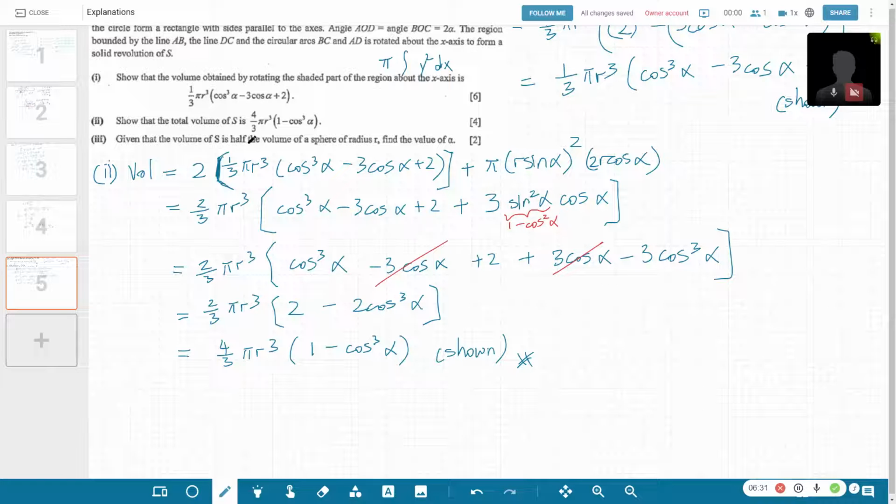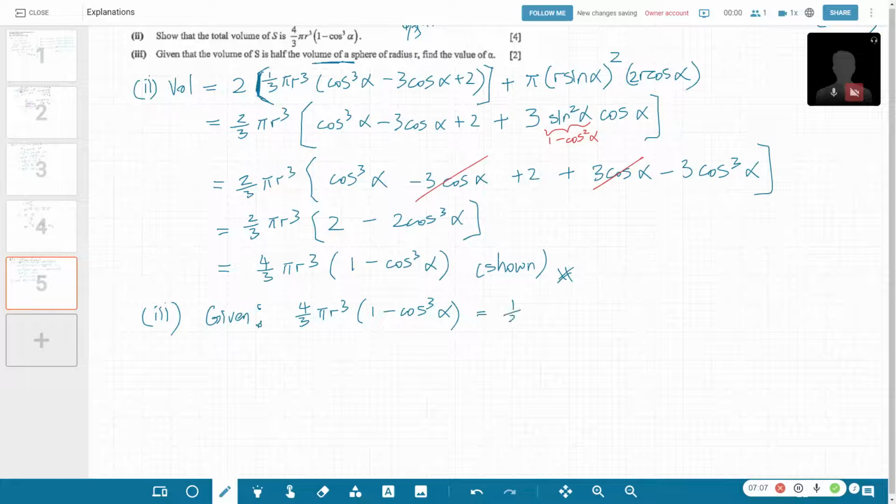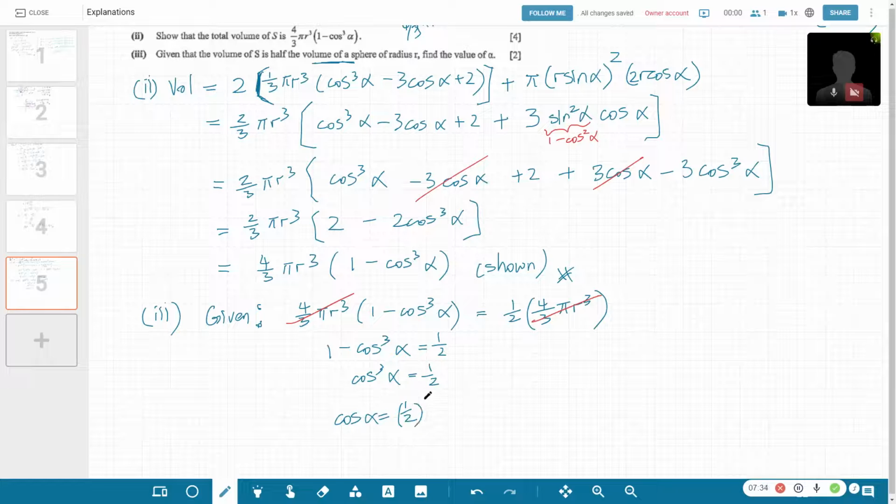Last part. Given that the volume of S is half the volume of a sphere of radius r, find the value of alpha. The volume of a sphere is 4/3 pi r cubed, and what they are given is half of the volume of a sphere. So given the volume of S, which is 4/3 pi r cubed of 1 minus cosine cubed alpha, is half of the volume of a sphere, the 4/3 pi r cubed is the same on both sides, so we can cancel out. You are left with 1 minus cosine cubed alpha equals half. Cosine cubed alpha is also half. So cosine alpha is the cube root of half, or half to the power of 1/3.